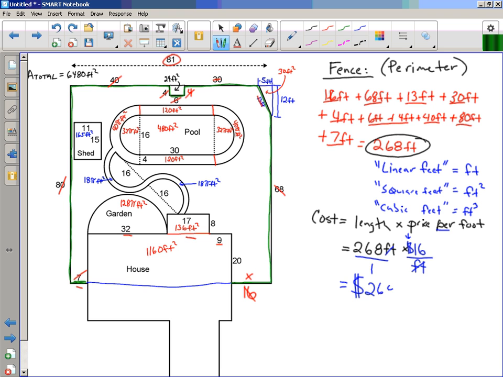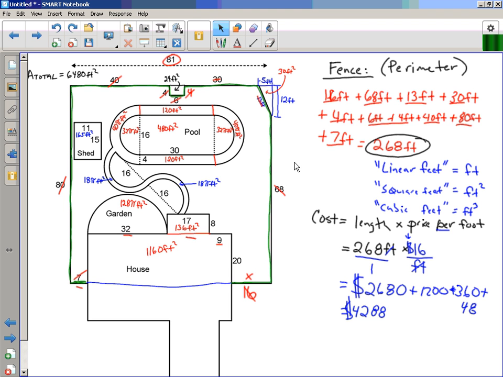So this is going to be 2,680, so 6 times 268. Well, 6 times 200 is 1,200. 6 times 60 is 360, and 6 times 8 is 48. So now I've got to add all those together, those dollars. So 2680 plus 1,200 is 3880. Plus 360 is 4240, plus 48 is 4288. I might have made a mistake there, guys.